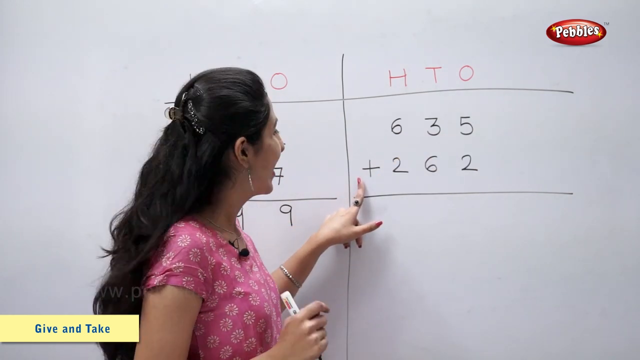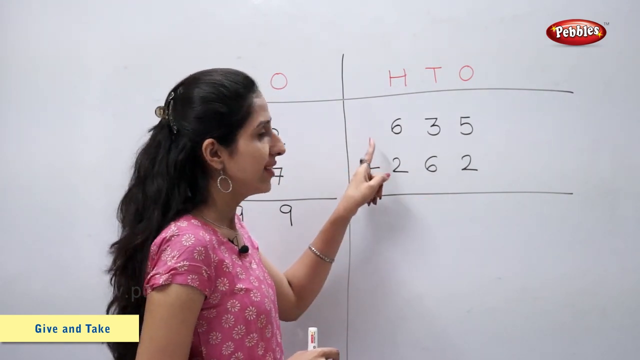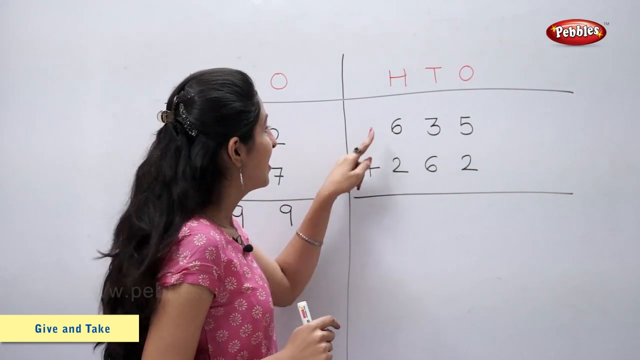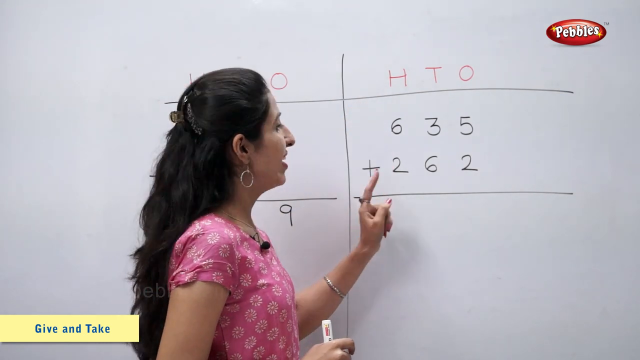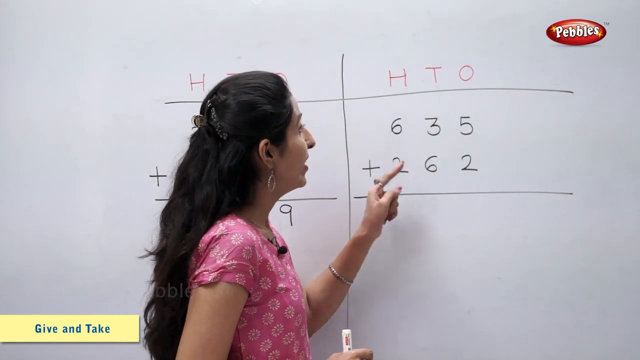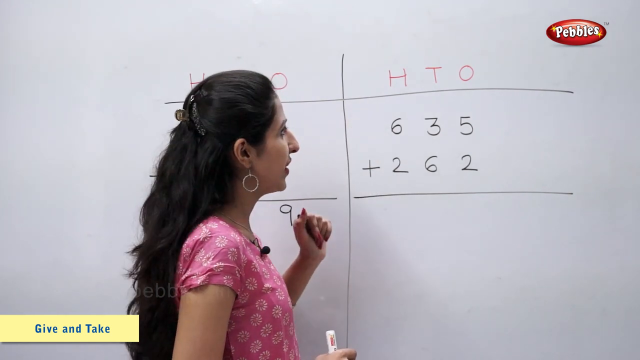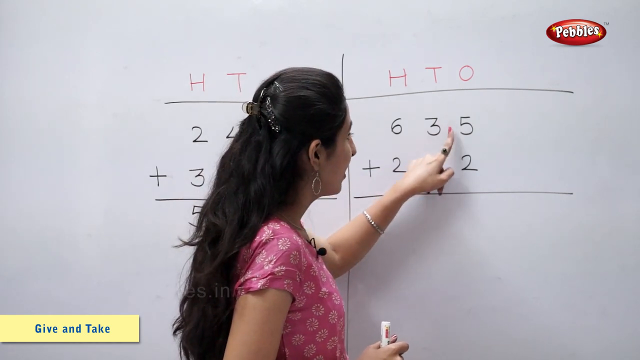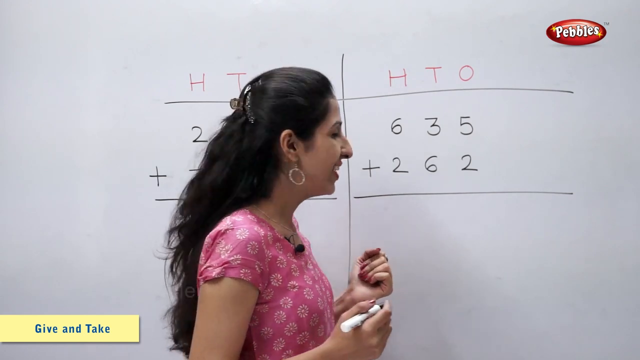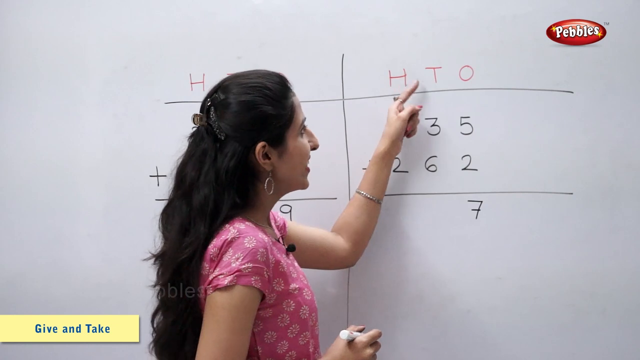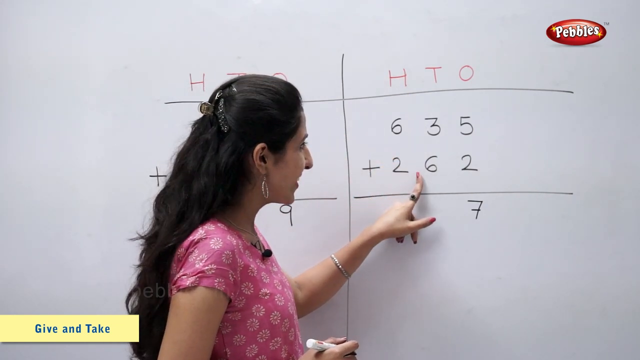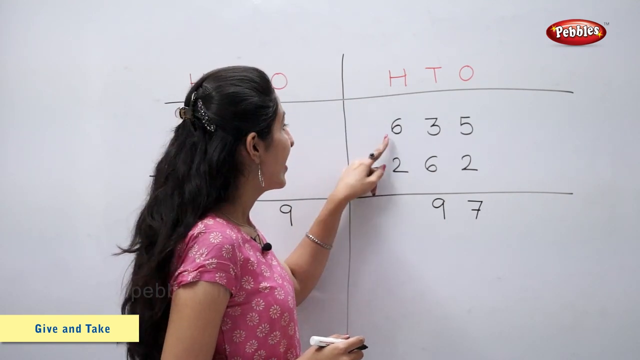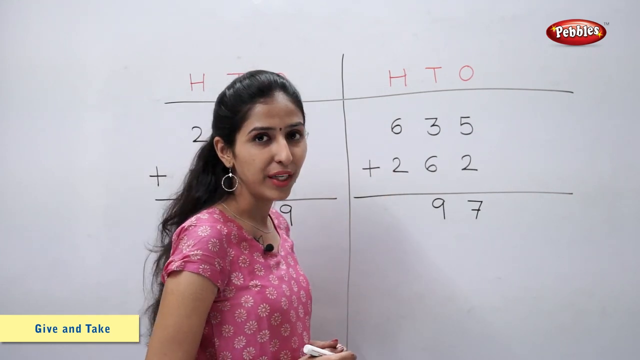Let's solve this example. 635 plus 262. 635 is 5 ones, 3 tens and 6 hundreds. 262 is 2 ones, 6 tens and 2 hundreds. Now, let's add. Let's add ones first. 5 plus 2 is equal to 7. Tens. 3 plus 6 is equal to 9. Hundreds. 6 plus 2 is equal to 8.